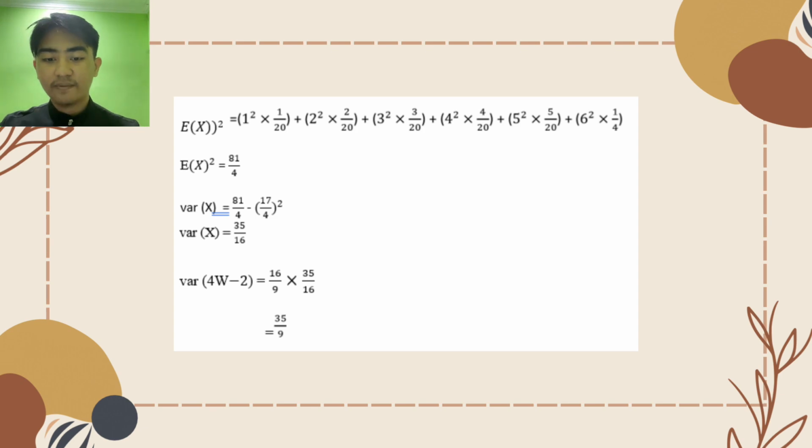After we get the variance of X, we put it into the formula for the variance of W minus 2, and we get 16 over 9 times 35 over 16, and we get 35 over 9.